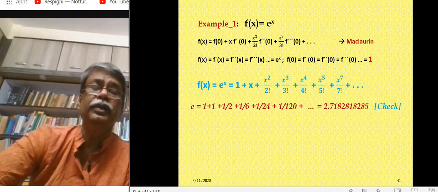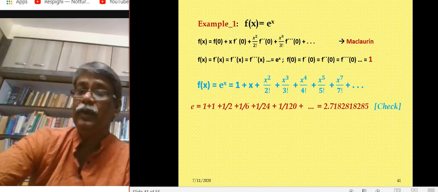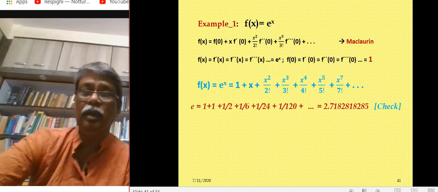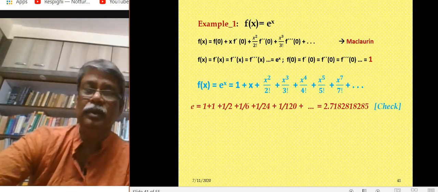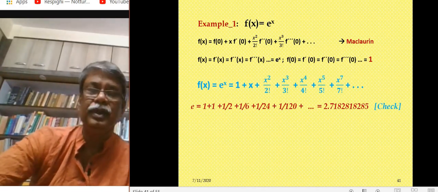Its value comes like this. You can check. So that is how actually we get the value of e. And as you know, in your Fortran programming, there is a library function e to the power x, and that exactly uses this expansion, the Maclaurin expansion, right?